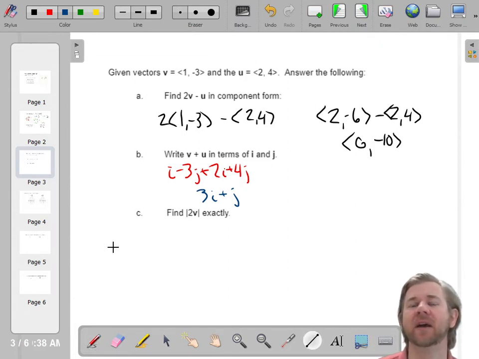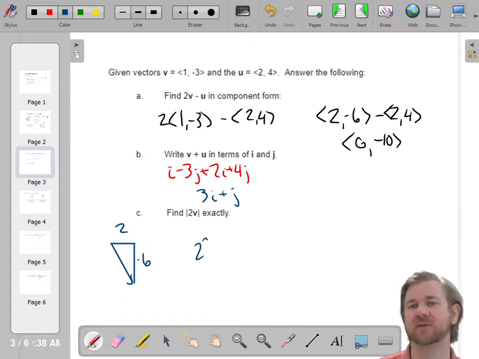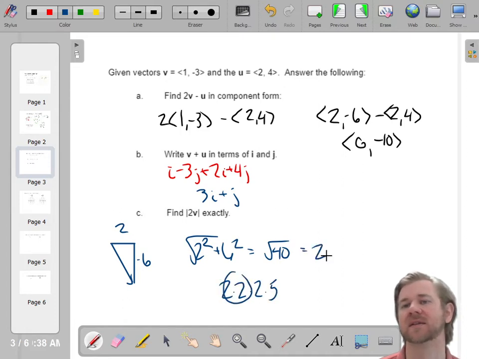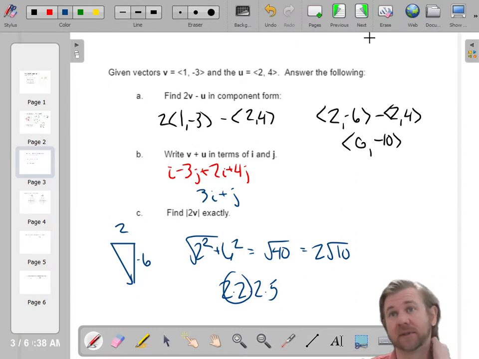So 2v would be 2, -6. That's not right. Let's try that again. That's better. 2, -6. If I want the magnitude, I want to find the length of the vector. So v is 1, -3, so this is 2, -6. So I'll do 2 squared plus 6 squared. 4 plus 36 is the square root of 40, which is 4 times 10, so we'll say that's 2 radical 10. So the square root of 40 is 2 radical 10. The absolute value bars mean magnitude, and that's a notation that you just need to understand.